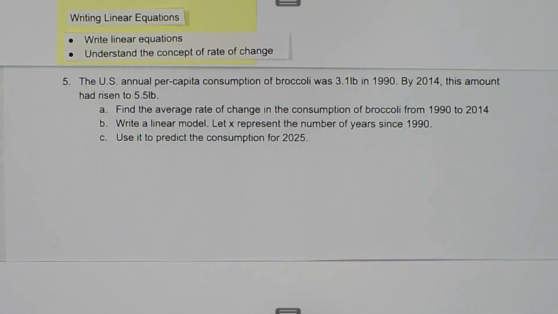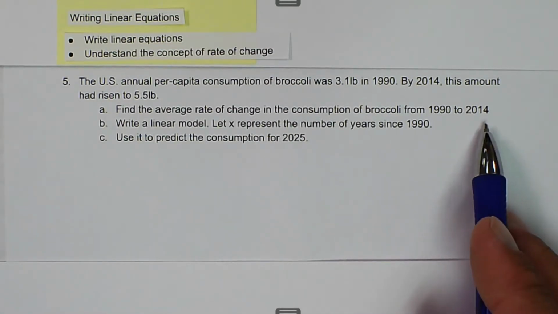We are writing linear equations, and we want to understand the concept of rate of change. So here we have an example. The U.S. annual per capita consumption of broccoli was 3.1 pounds in 1990. By 2014, this amount had risen to 5.5 pounds. Okay, so it's just some information there. Find the average rate of change in the consumption of broccoli from 1990 to 2014.